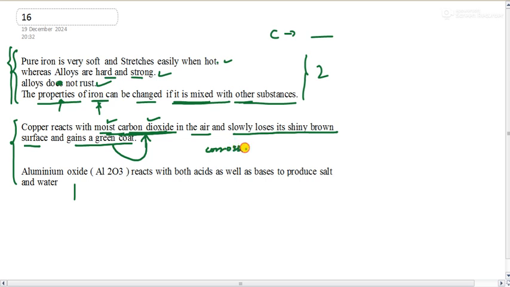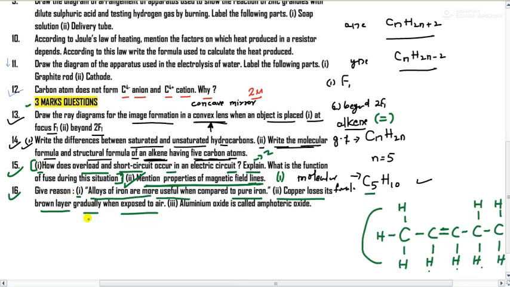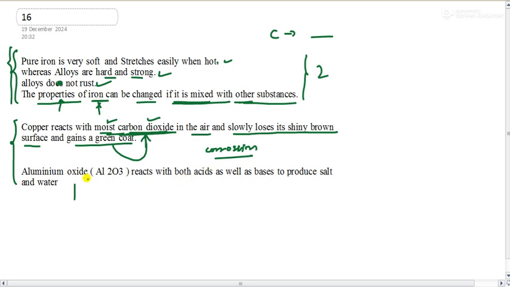Okay, the last question, again give reason. The question is, aluminium oxide is called amphoteric oxide. Why is it called amphoteric oxide? Because aluminium oxide reacts with both acids as well as bases to produce salt and water. Got it? Therefore it is called amphoteric oxide, not just aluminium oxide. Got it, guys?